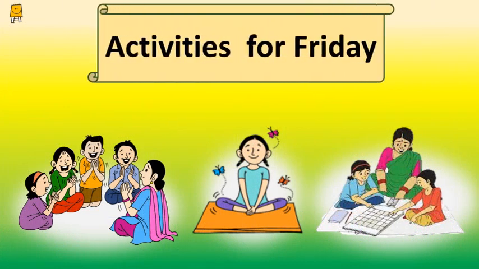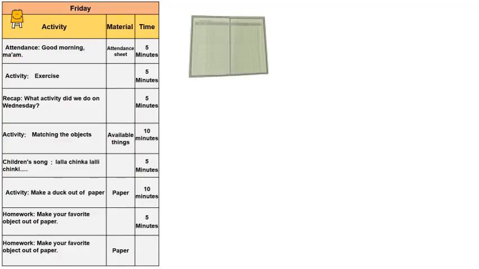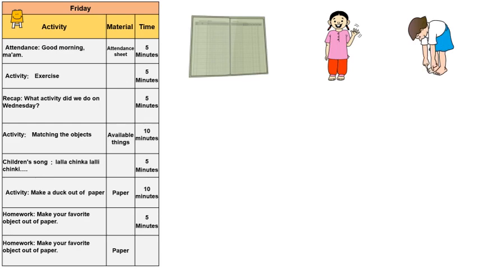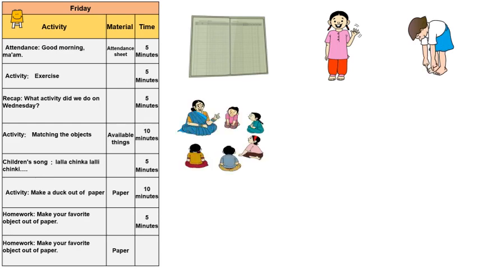Activities to be done on Friday. Attendance. Inform the children to stand in their places and say "Good morning, ma'am" when it's their turn. After that, conduct exercises. Now, ask the children about the activity we did on Wednesday and discuss it with them.